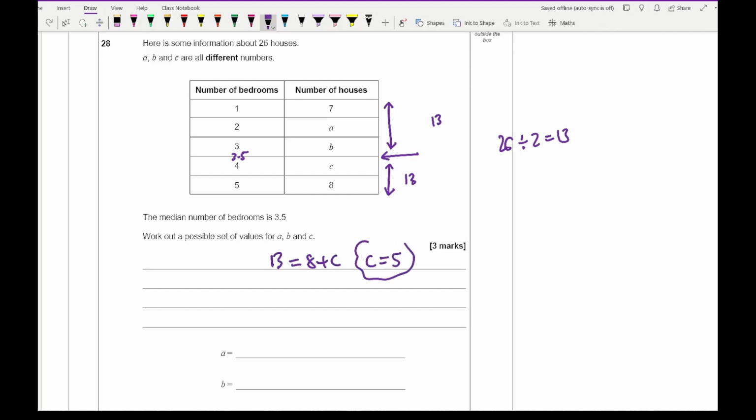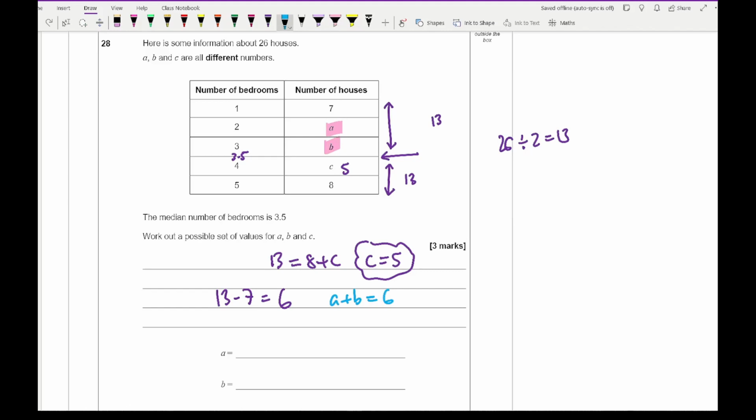So there's one of my numbers straight away. Now what I then need to do is think of two numbers. Now 7 take away 13 take away 7 is 6. So a and b need to add up to 6.